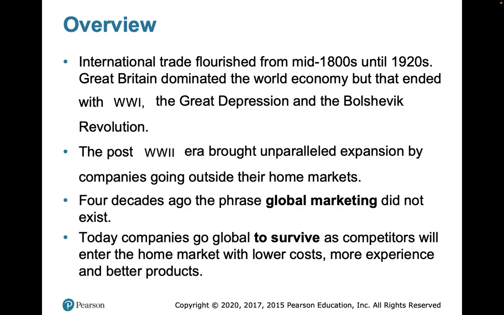But today, even though companies go into global marketing, they have ways, rules and regulations for this, and over time companies have survived. They've been able to sustain themselves and grow because of global marketing. When they adopted global marketing, they were able to do this with lower cost, more experience, and also better products.